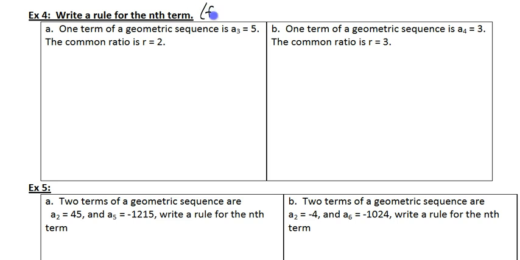Remember that in disguise means create a formula. And remember, to create a formula, I need term 1 and r. So that's my goal, to find those two things. It's going to be a little bit different every time depending on what information they gave us. This time, I know that term 3 is 5. I know that the common ratio is 2. So what I need to do is find a1.